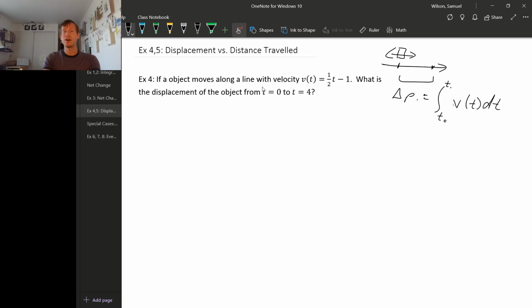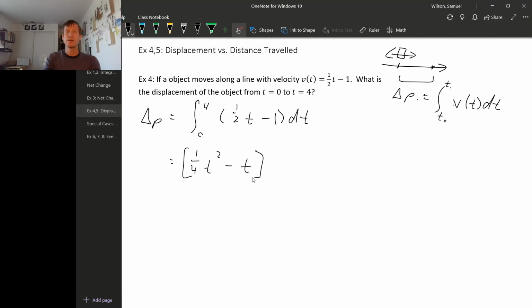So if we want to find the displacement of an object from t equals 0 to t equals 4, we can just integrate the velocity function. So displacement is change in position, and that's, for this example, the integral from 0 to 4 of 1/2 t minus 1 dt. So now find an antiderivative. It's 1 over 4 t squared minus t. And let's plug in our bounds.